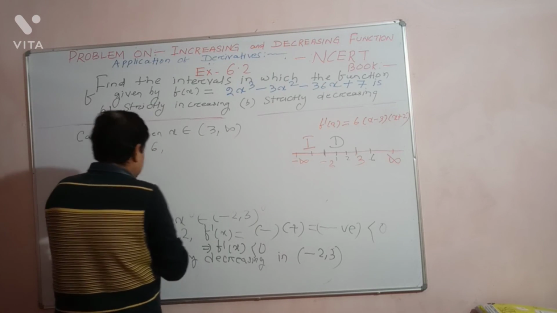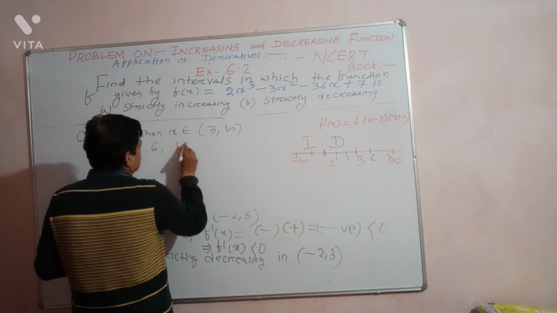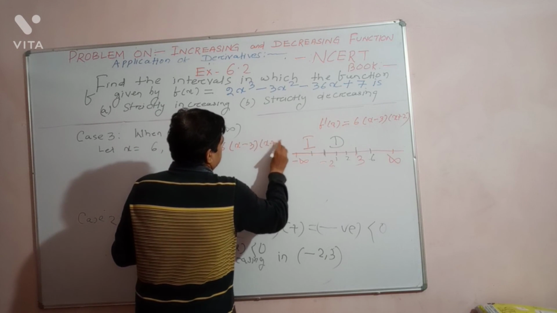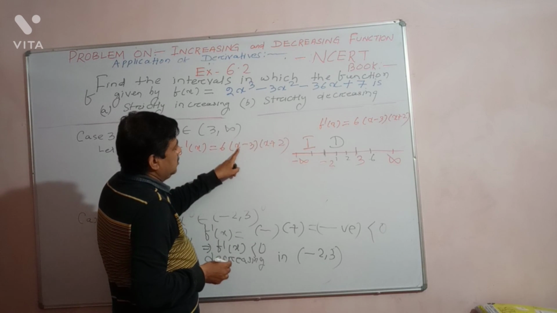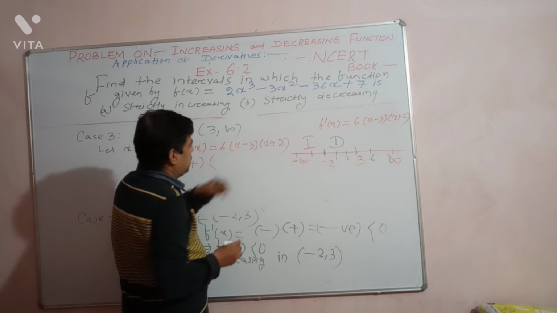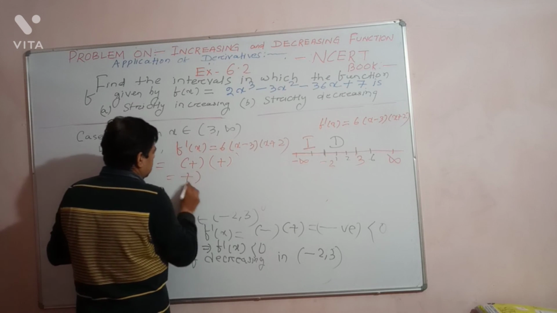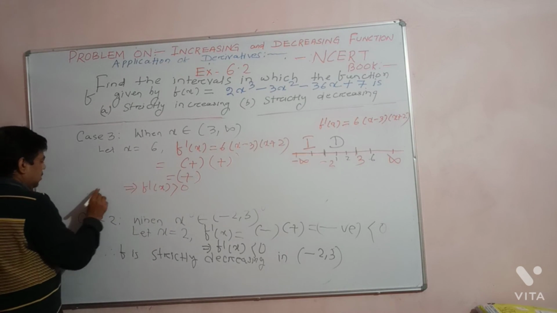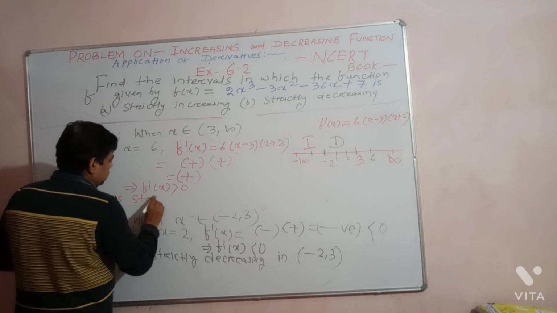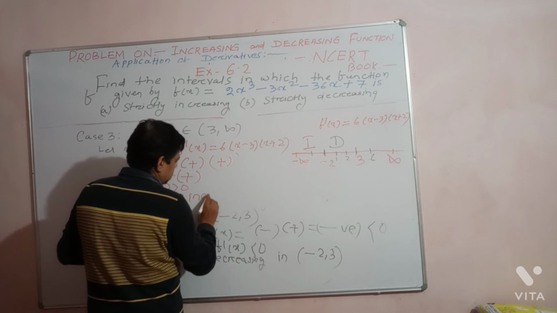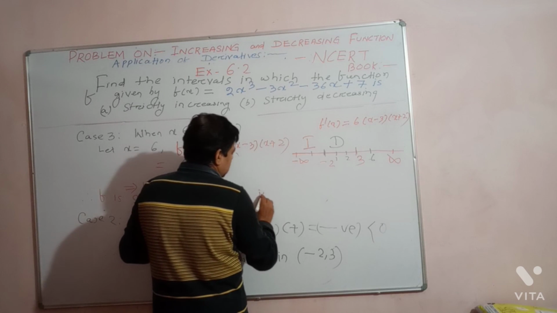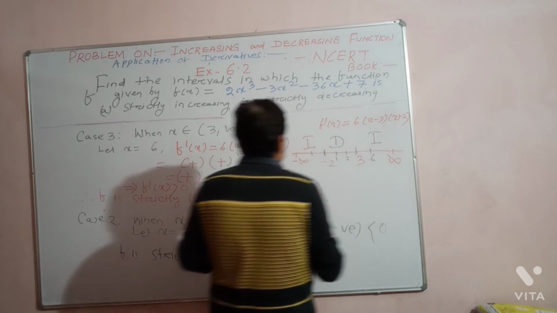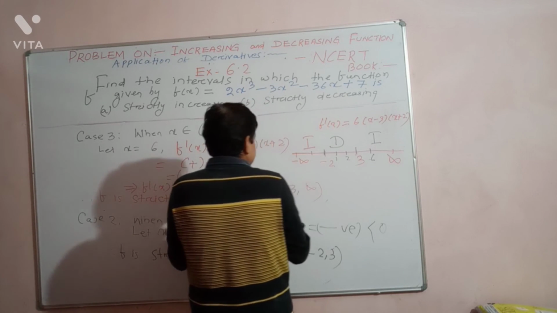If x is equal to 6, then f dash x is 6 into x minus 3 into x plus 2. Here 6 minus 3 is a positive value, and 6 plus 2 is 8, also a positive value. So the result will be positive, plus into plus is plus. That implies f dash x is greater than 0. Thus f is strictly increasing in the interval 3 to infinity. Is it clear, all of you?